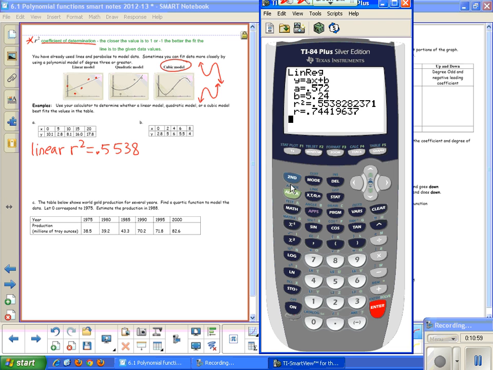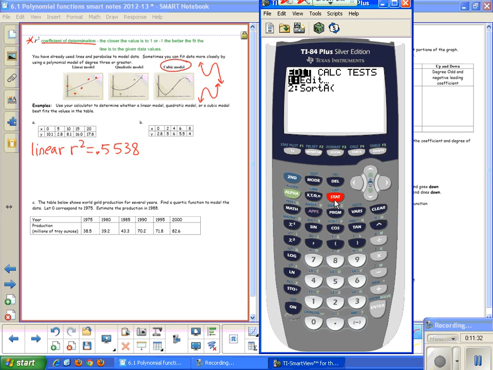To get that r squared, if you don't have it, hit second 0, which takes you to your catalog. Then if you hit the button right here, underneath math, it scrolls you to the D's. If you scroll down to diagnostic on, it's going to turn those values on for you. So hit here, hit enter, and hit enter again. That's going to turn it on. So if you didn't have it, do that, and then it'll turn your diagnostics on for the r squared value.